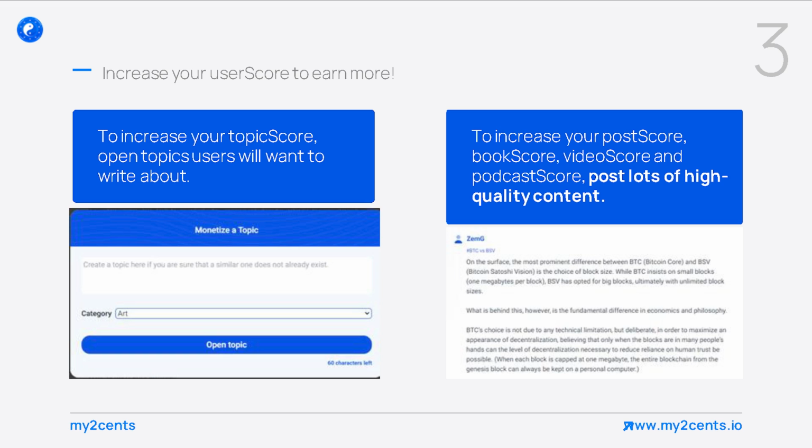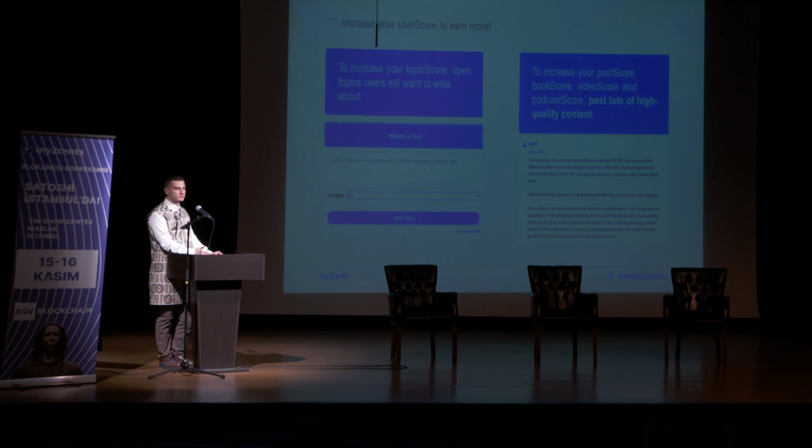We have a topic score. If you have opened a topic that people would like to write about or post about, your topic will get more score, and your topic score will increase. And then the next one is post score. If your content simply gets more pluses, you'll get more post score from that content. So you'd like to open up topics that have some interest from other people, and other people would like to write on that topic. This is one. And the second one is post score.